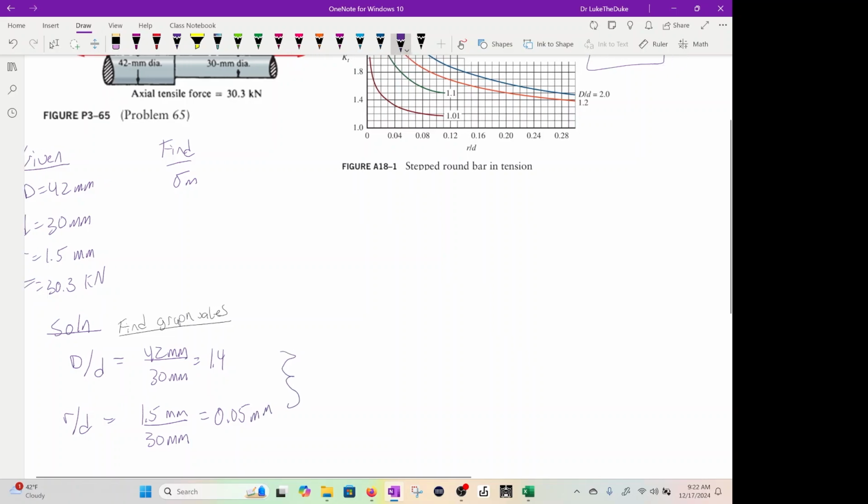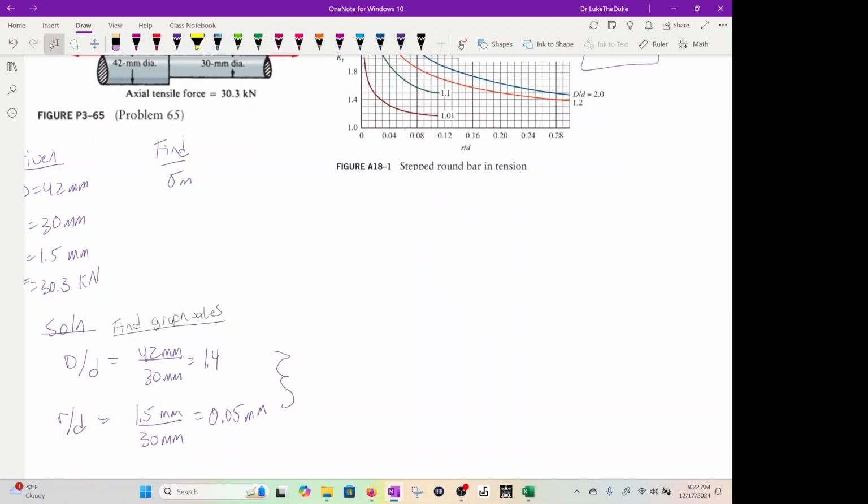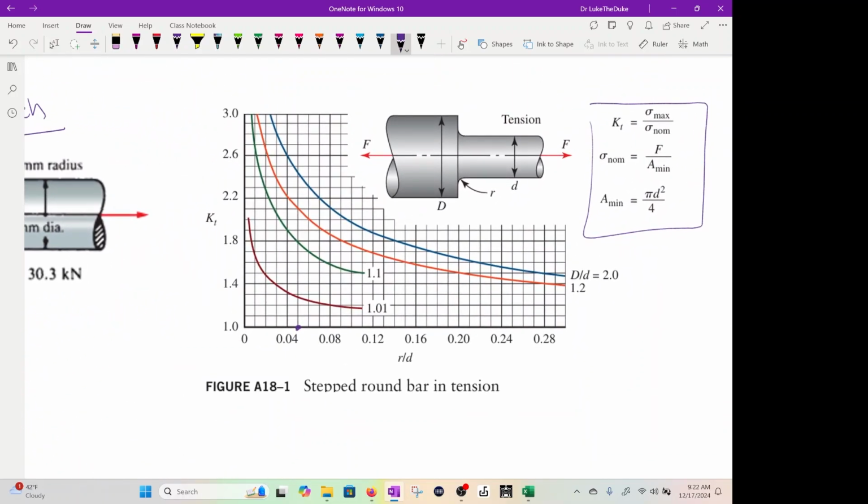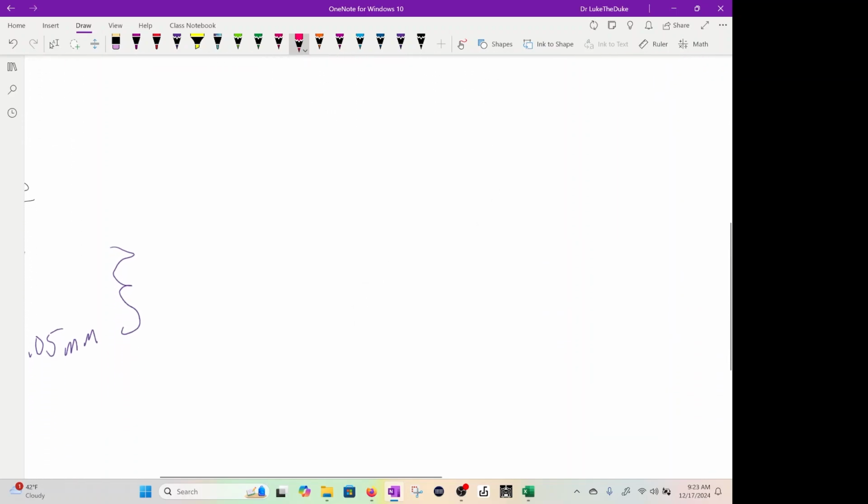Now let's use the chart. The bottom x is 0.05. Let's see, 5, 6, 7. So it's going to start down there, and then 1.4. Let's make a line right there, and let's do red. This is 1.2 and 2, so we're probably closer, somewhere like that. 2.2, that's fine. So KT, 2.2.